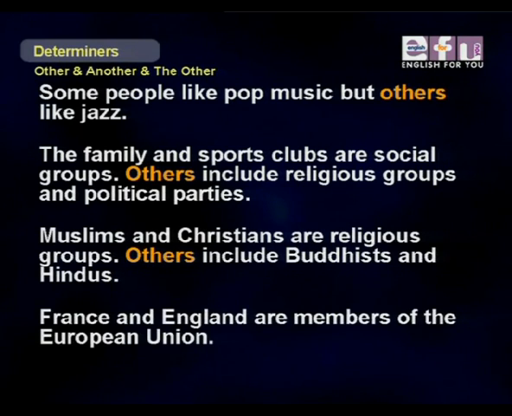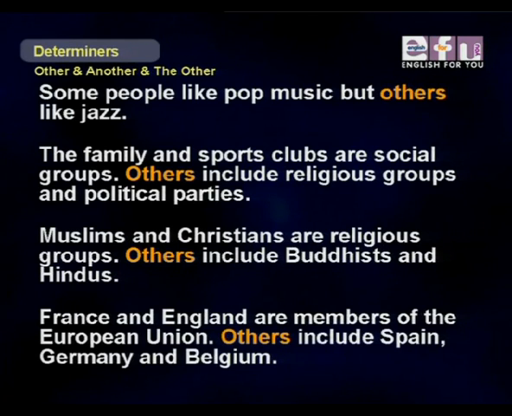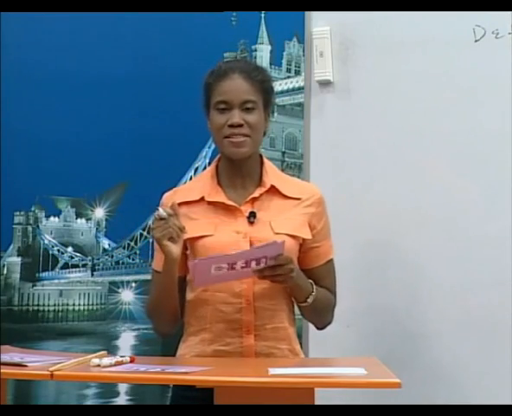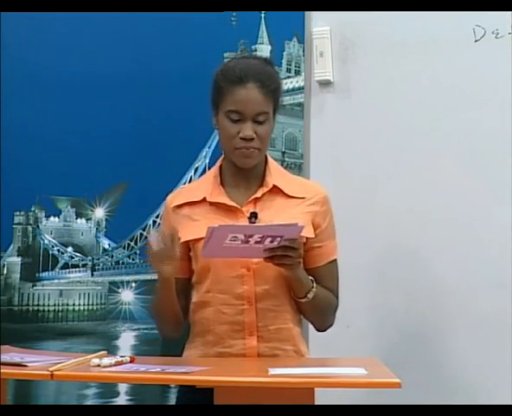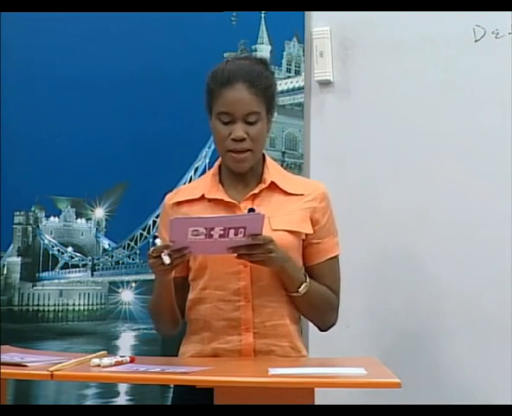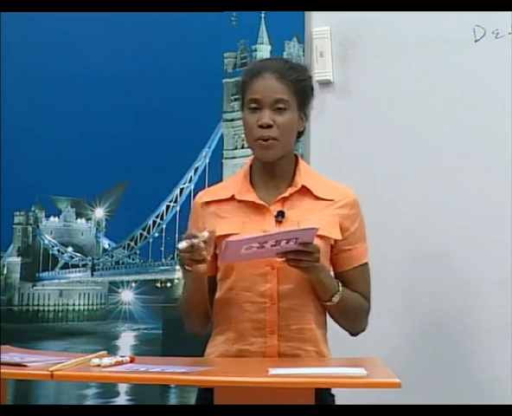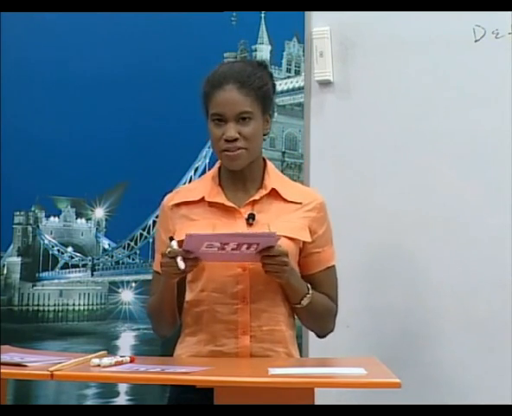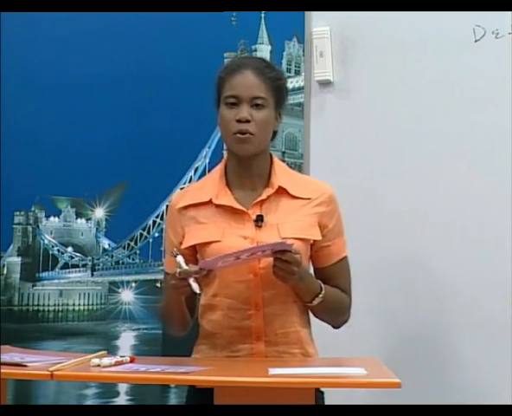France and England are members of the European Union. Others include Spain, Germany, and Belgium. Now let's practice making sentences about these kinds of social groups. I will start. England has a queen. Do you know the names of other countries that have a king or a queen?